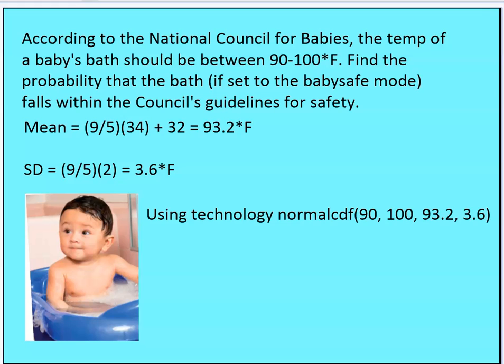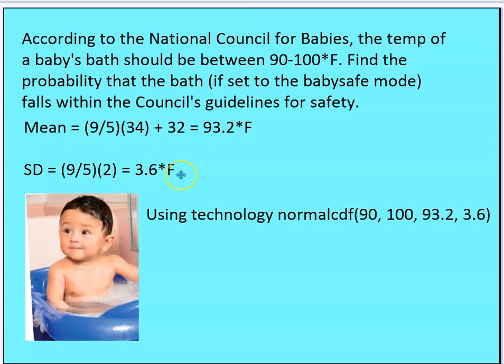We're going to continue with this problem, and we're going to expand it a little bit. According to the National Council for Babies, the temperature of a baby's bath should be between 90 and 100 degrees Fahrenheit. Find the probability that the bath, if set to the baby safe mode, falls within the Council's guidelines for safety.